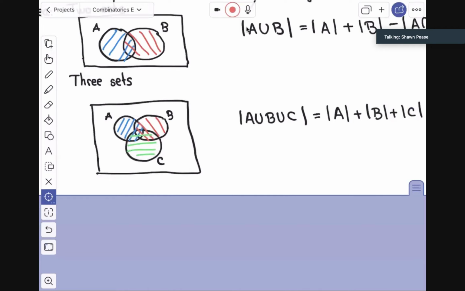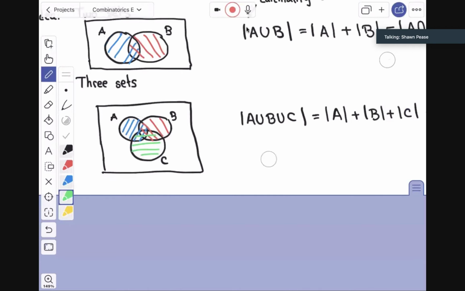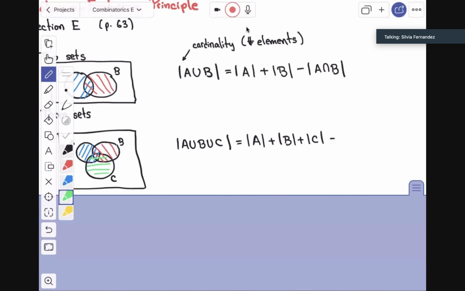Question: the little bars over there, is that the same thing as the parentheses, or is there a difference there? No, these are straight lines and it's cardinality. So this is just saying the number of elements of whatever I have inside. So this is the number of elements in A union B, number of elements in A, number of elements in B.